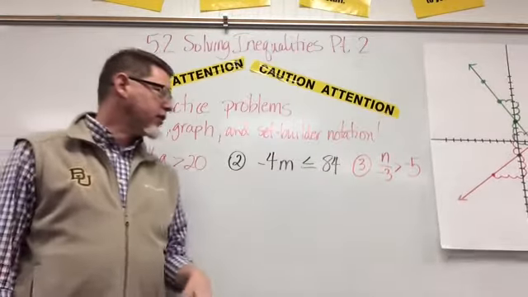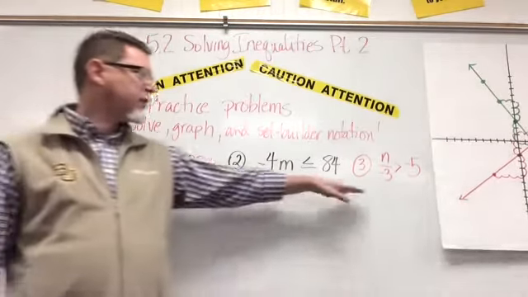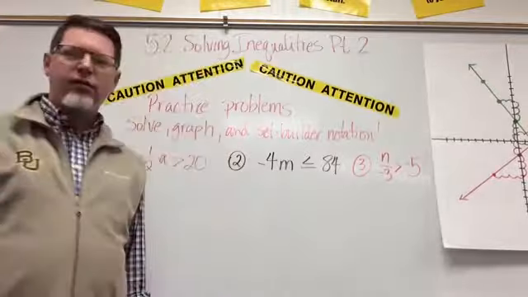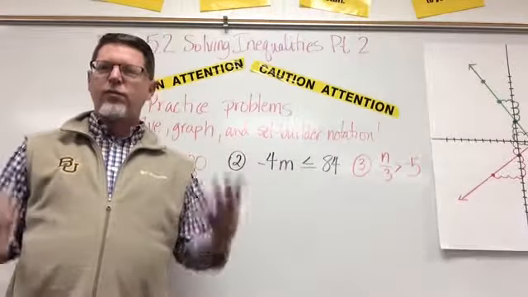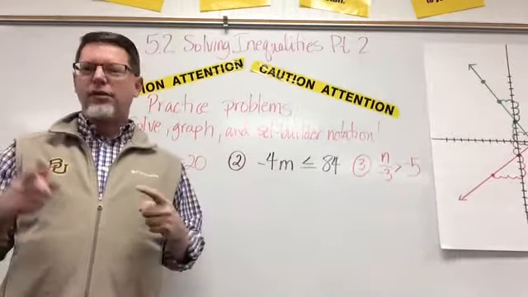Number 2, -4m is less than or equal to 84. And number 3, n over -3 is greater than -5. Do all 3 of those, take a picture, submit it through Edmodo.